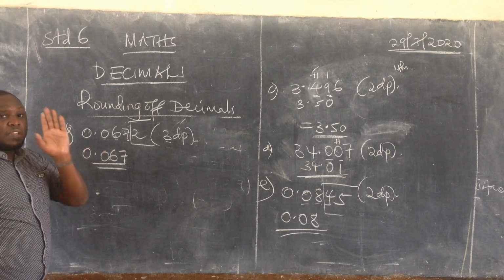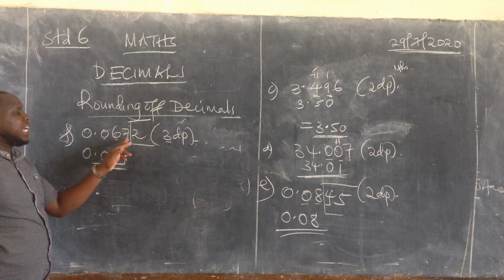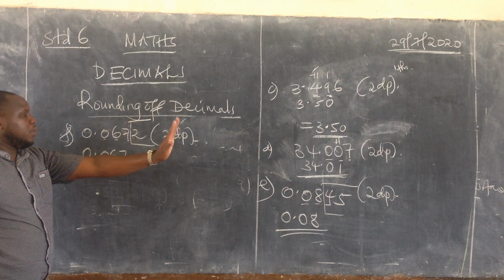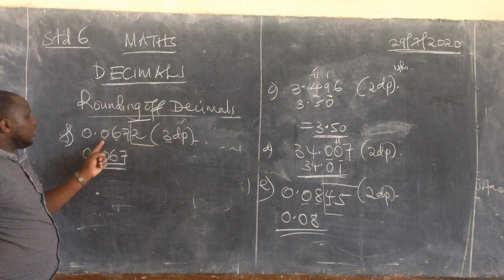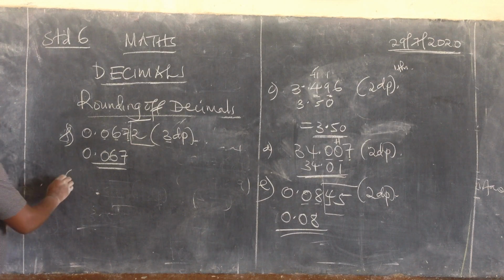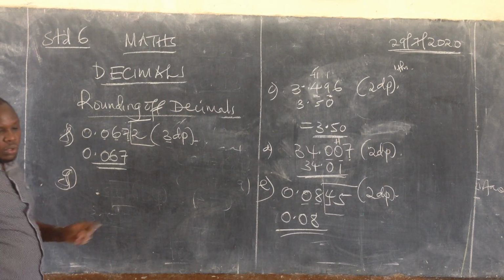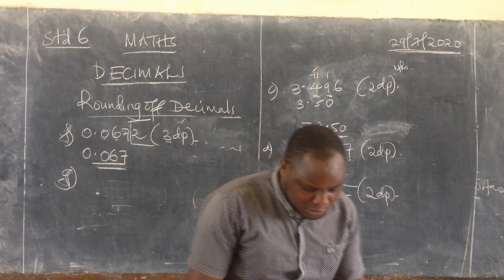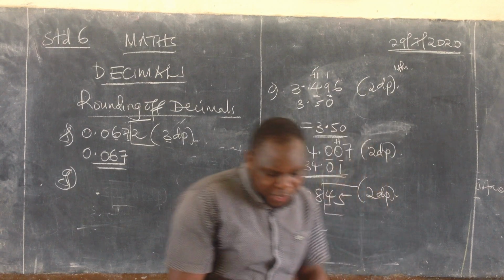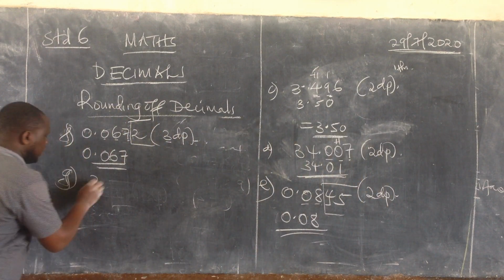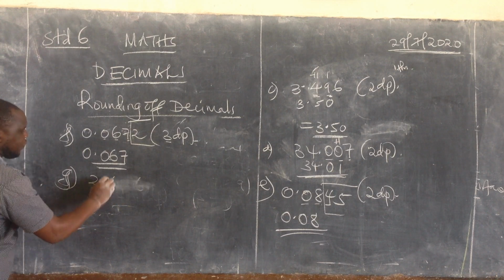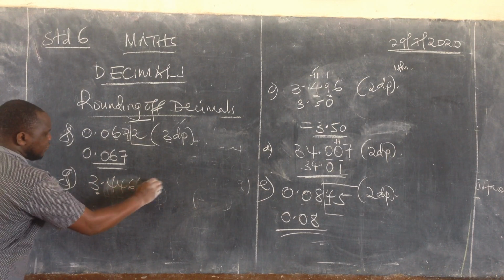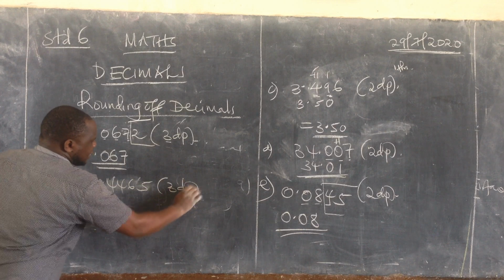It's not a must that you add something here. Sometimes you find that if the number is 4 and below, you don't add anything. You ignore the rest of the digits and remain with the number of digits you are told. You have 3, you need to have 3 digits here. Let me do the last one. I'll be told to round 3.4465 to 3 decimal places.